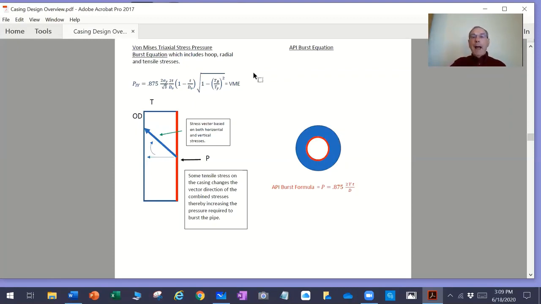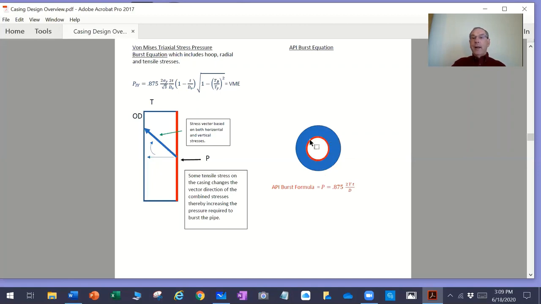So if you combine all 3 stresses, you get this equation. Now, all 3 stresses added together, you actually end up with a higher rating than using the API equation. So just to give you a little bit of a feel for this, the API equation is listed here: 0.875 times 2 times yield strength times the wall thickness divided by the diameter. That only gets you to the stress level at the very ID.